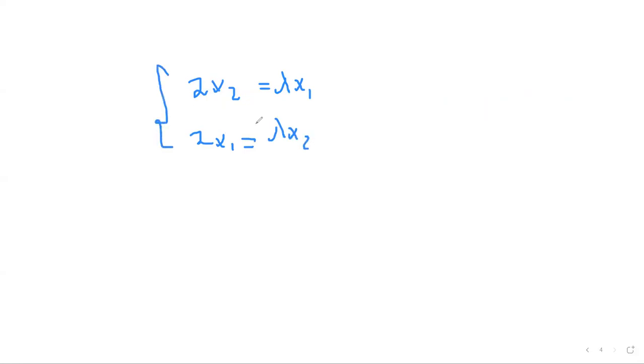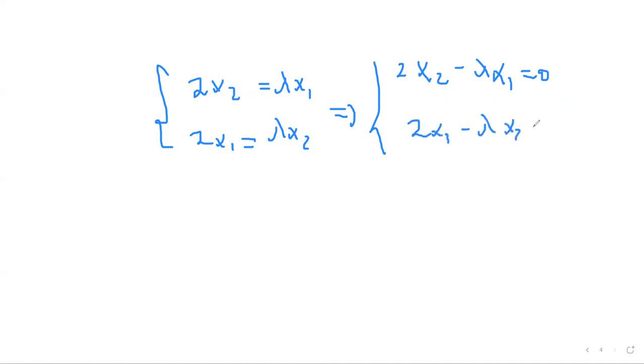So this is a simple linear system. How can we solve it? We move lambda x1 to the left side, so we get 2x2 minus lambda x1 equals 0. And here we have 2x1 minus lambda x2 equals 0. If you remember, we said that this is a homogeneous system.